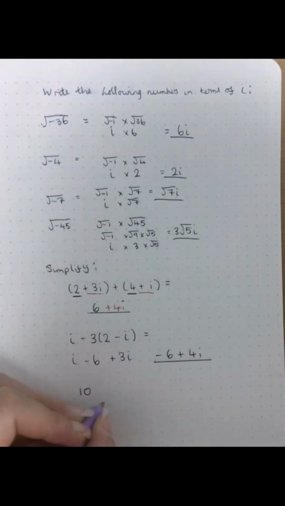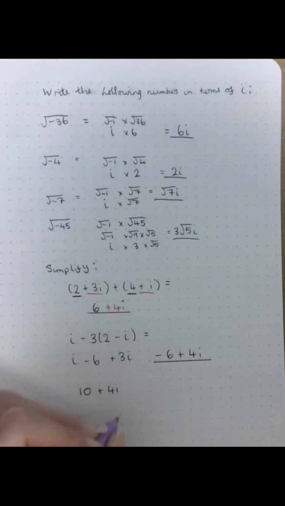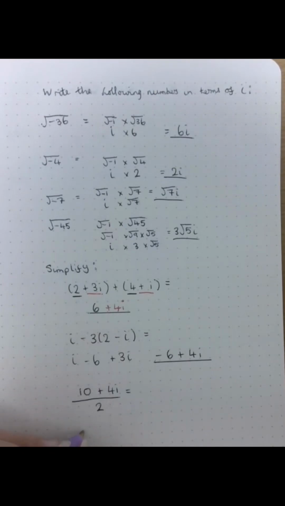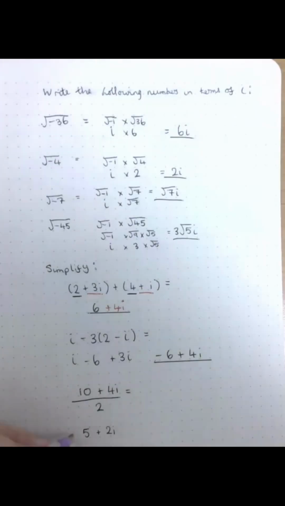So we have 10 plus 4i over 2. So both of these are divisible by 2, so that will become 5 plus 2i, and that's it. It will just become 5 plus 2i.